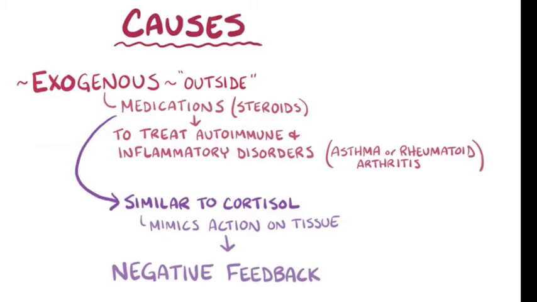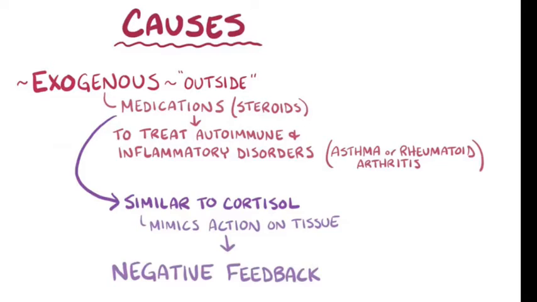So the other causes, like exogenous, is when the excess steroid is consumed from outside. These are usually medications that have been taken over a prolonged time, for treatment of autoimmune and inflammatory disorders like rheumatoid arthritis or asthma, and also nephrotic syndrome. It is actually similar to cortisol.